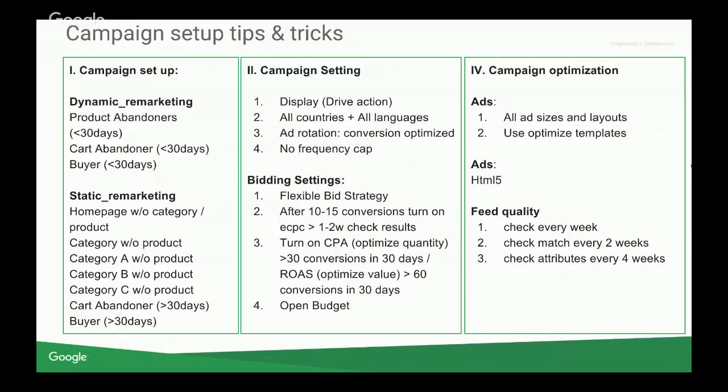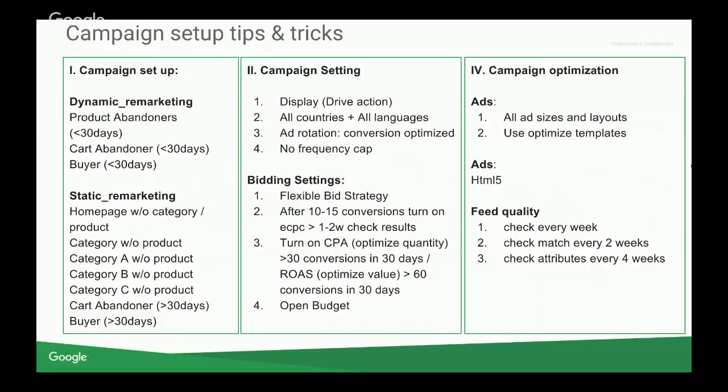So maybe some tips regarding the bidding. You can use different flexible bid strategies, and what's very important here, after you generated some 10 to 15, let's say, conversions, it's highly recommended to turn on the enhanced CPC, the feature which enables the system to bid higher plus 30, minus 30% when there is a likelihood of conversions. And afterwards, within 1 to 2 weeks, you can check your results and see if there is any need for further optimization in the bidding itself.